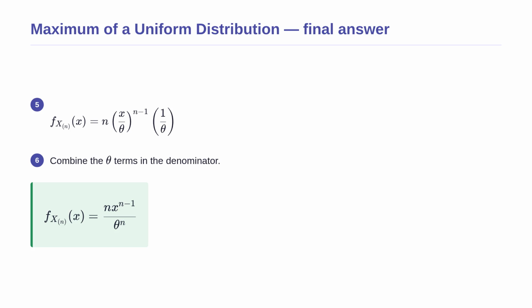Continuing with our calculation, we can now simplify the expression. We substitute our specific uniform distribution functions directly into the general formula for the sample maximum. We replace the cumulative part with x divided by theta and the density part with 1 divided by theta. To clean this up, we combine the theta terms in the denominator. The first part has theta to the power of n minus 1 and multiplying it by 1 more theta gives us theta to the power of n. This final result tells us the longest rod is highly likely to be very close to the upper limit.